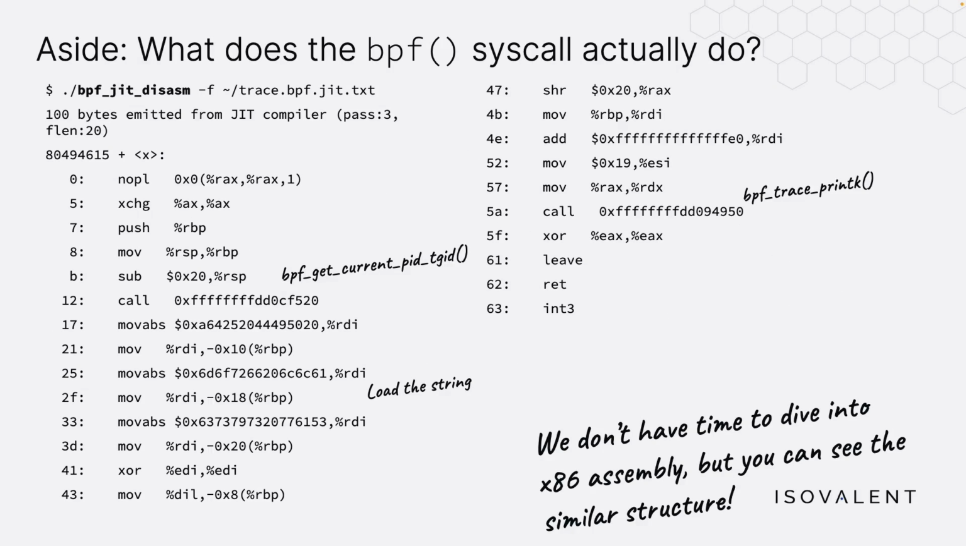I'm not an expert on x86-64 bytecode, but you can see it looks roughly correct. If we use bpf_jit_disasm, which is another utility to get some information about this compiled bytecode, we can see that we're moving some stuff onto the stack in order to load our string. We're calling our helper function bpf_get_current_pid_tgid. And then at the end of the function, we're doing bpf_trace_printk. So you can see it's pretty similar to what we expected before.